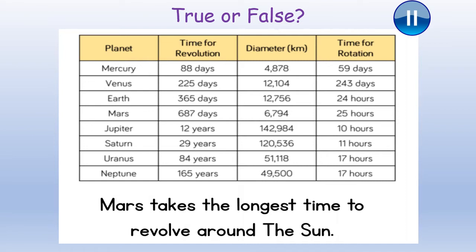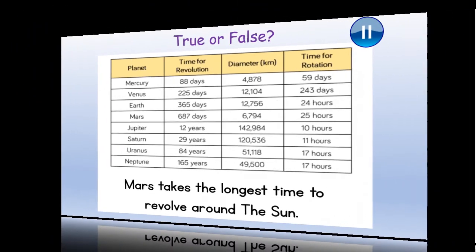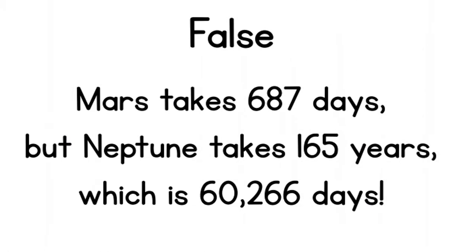Take a look at this table. It shows the planets, the time for revolution, the diameter in kilometres, and the time for rotation. The statement says that Mars takes the longest time to revolve around the Sun. Using this chart, do you believe this is true or false? It was false. Did you get this right?